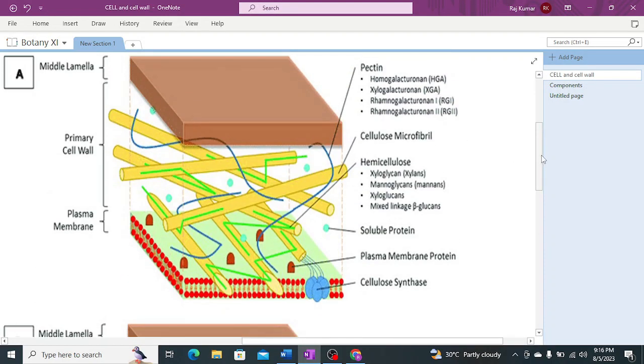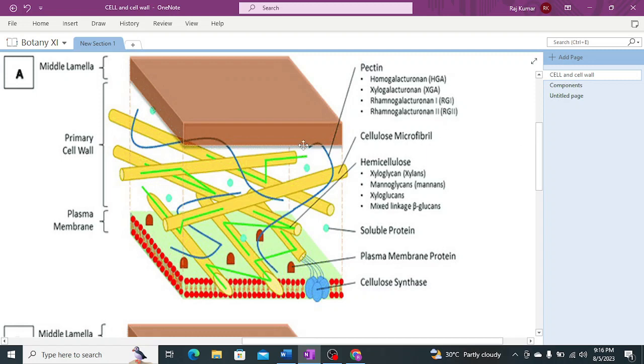These are cellulose microfibrils. A single cellulose microfibril is a set of three chains of cellulose which are bonded together with the help of pectin. Now this forms a single cellulose microfibril.